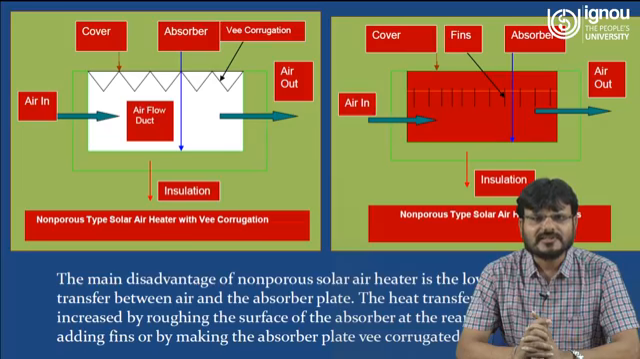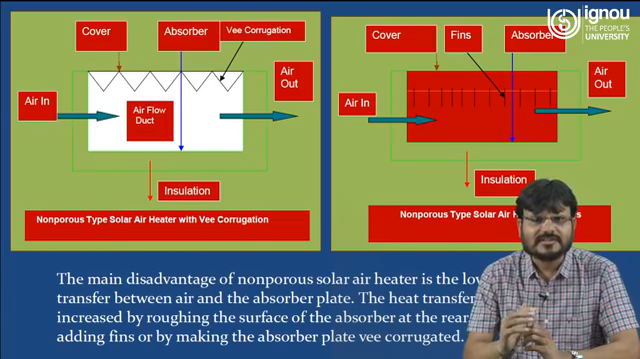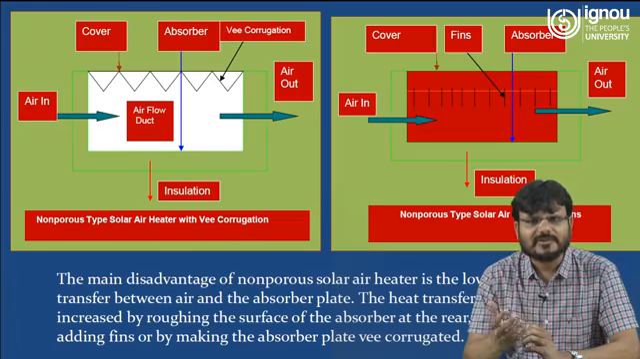Here you can see the air is coming inside of the chamber, and there is a cover at the top, and there is a V corrugation just below the cover, and the absorber at the base. So here this air is coming inside of the chamber, heat associated with the absorber is transferred to the air, and due to this V corrugation you are able to reduce the heat transfer coefficient to the ambient. Similarly, a number of fins are used.